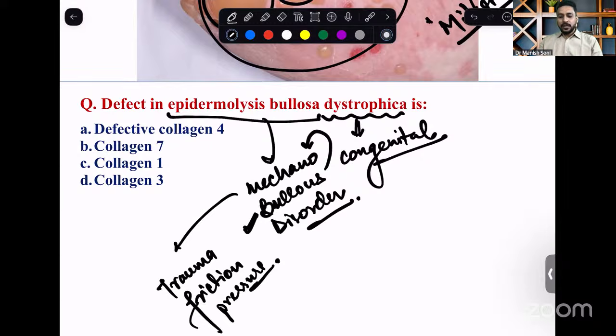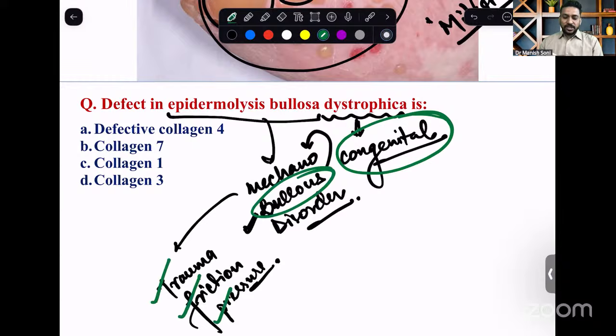Generally, they mention a young child. Why young? Because this is a congenital condition, so it has early onset. This is a genetic condition. So if a young child presents with blisters or fluid-filled lesions at the site of trauma, friction, or pressure handling, you are dealing with a case of epidermolysis bullosa, also known as a mechanobullous disorder.